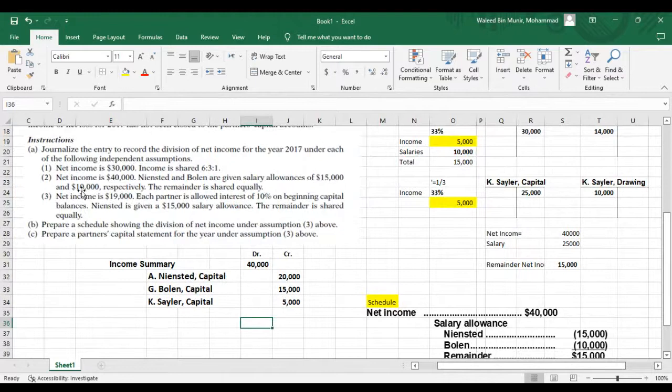Anyhow, this was a question to make journal entries, right? Similarly, part 3, net income of 19,000. Each partner is allowed interest of 10% on beginning capital balance. Now understand. Now another scenario.